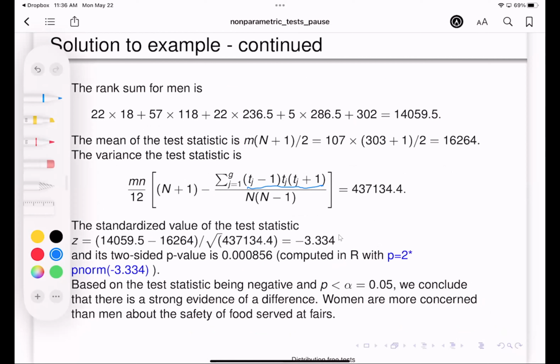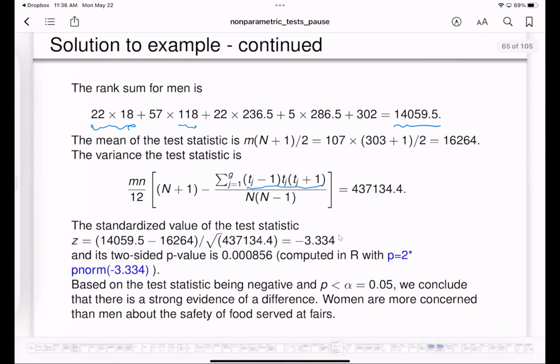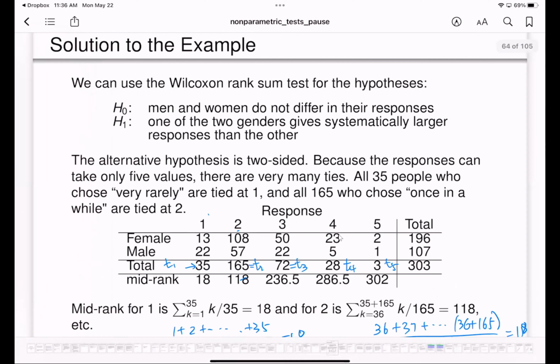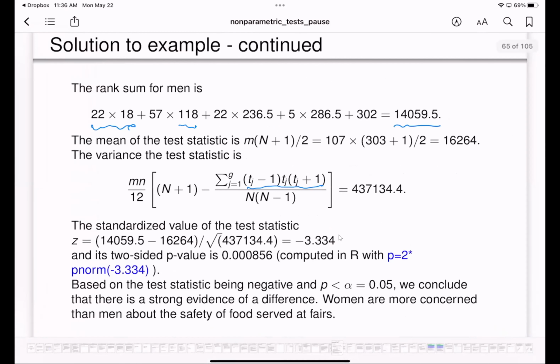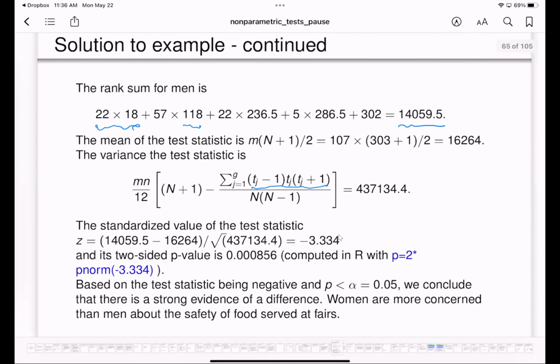Okay, so that's the variance part, and for the mean part, we are looking at how many receive the mid-rank 18, how many receive the second mid-rank, and so on. This is the sum of ranks in the one group. So if we go back, this is the males group. For the male group, we have this as the average rank, and then the variance is this much.